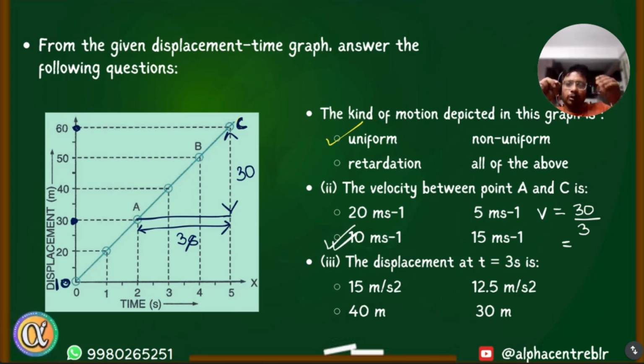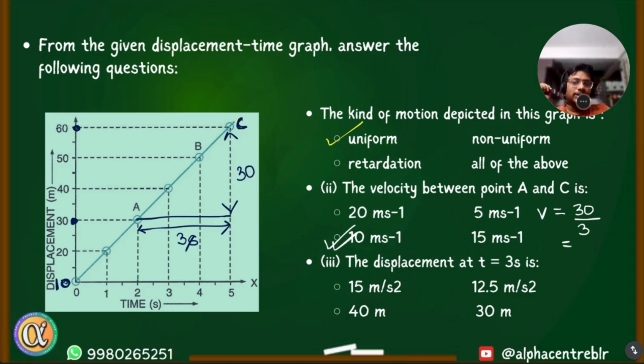You have to just look at A, what is the position? The car is at 30, okay? At C, it is at 60. So A to C, it goes how much forward? 30 meter. In how much time? 3 seconds.